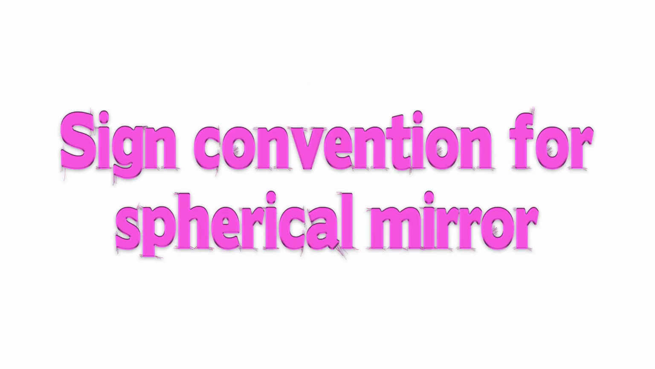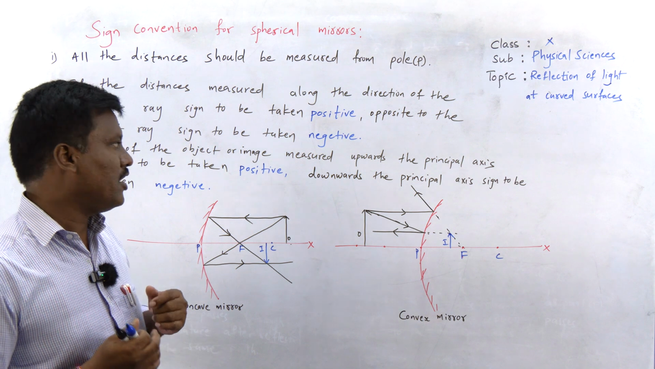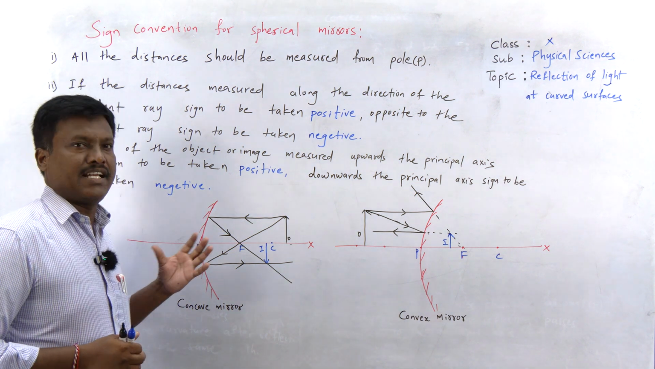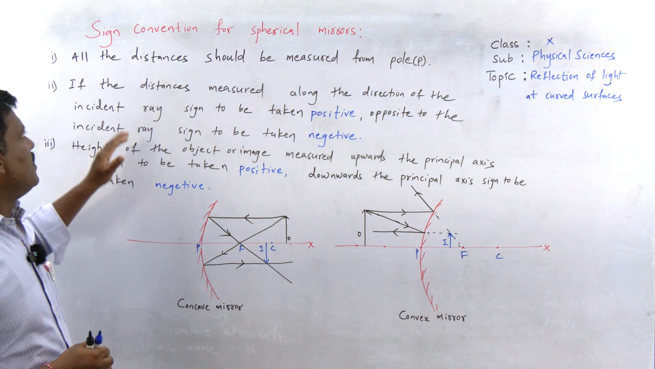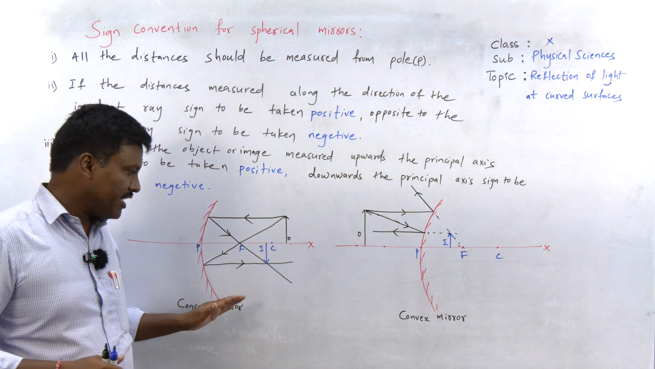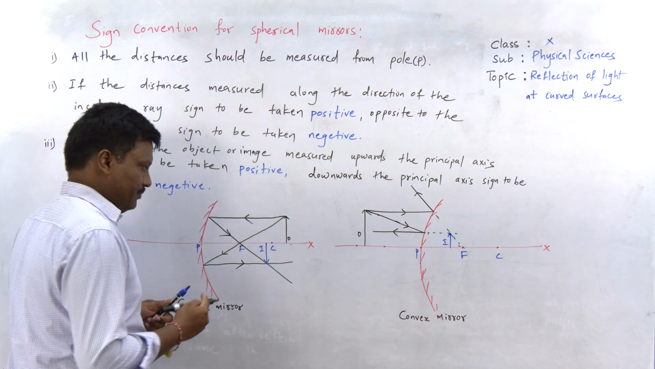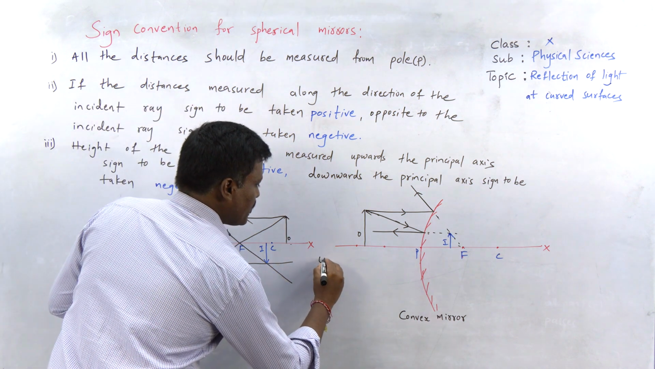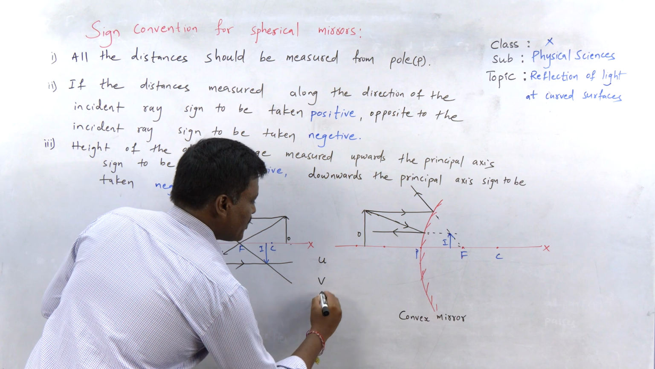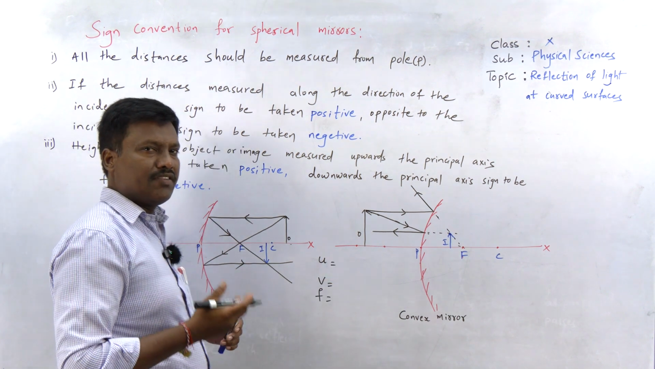Welcome back, children. So, sign convention for spherical mirrors. Till now we have discussed ray diagrams for both concave mirror and convex mirror. Now we are going to apply the sign convention. We have three rules for sign convention for both spherical mirrors, concave mirror as well as convex mirror, to measure object distance, image distance and focal length, also radius of curvature.